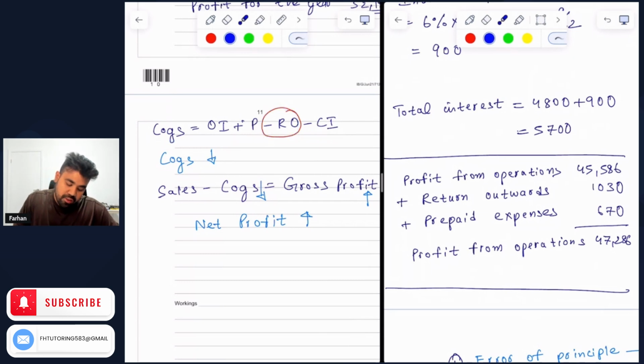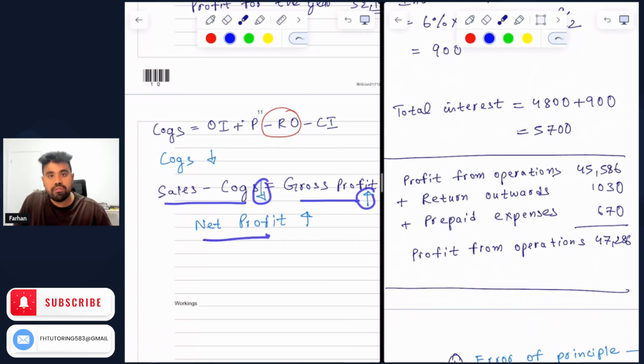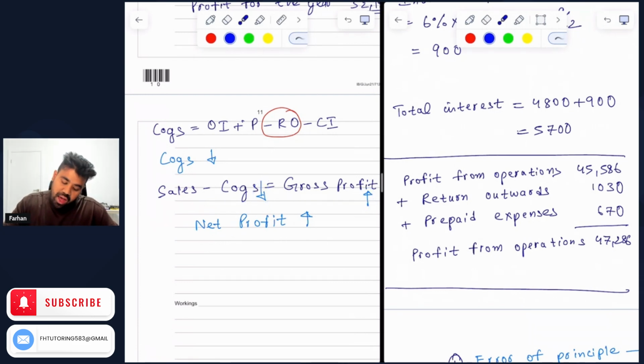We know that sales minus cost of goods sold equals gross profit. If cost of goods sold goes down, then gross profit should go up, and if the gross profit goes up, then the net profit, or the final profit for the year, should also go up. All right? And that is the main reason why we are adding return outwards to the draft profit that we are given. So that's why we are adding £1,030 to the profit from operations.